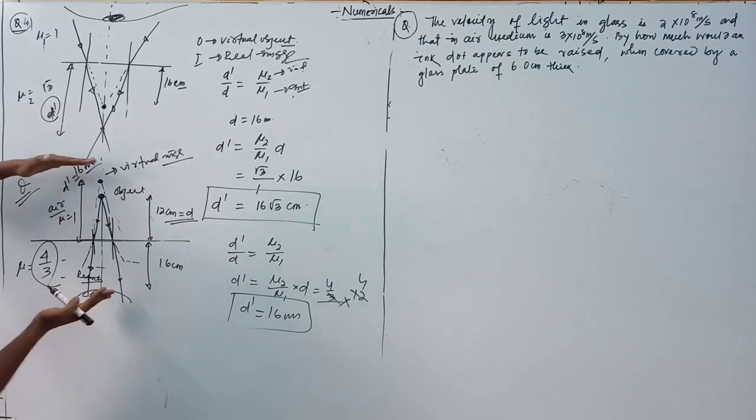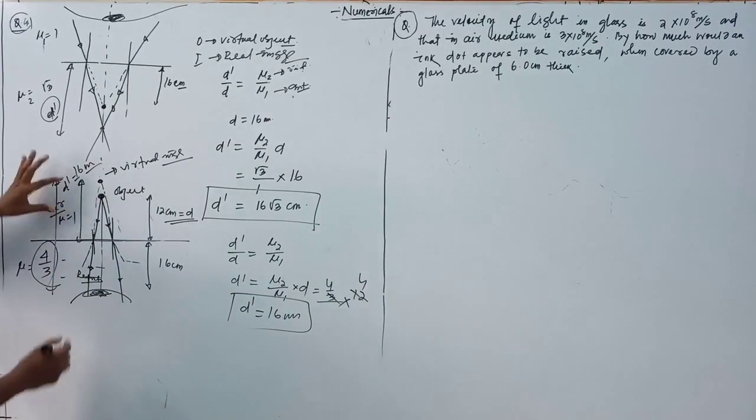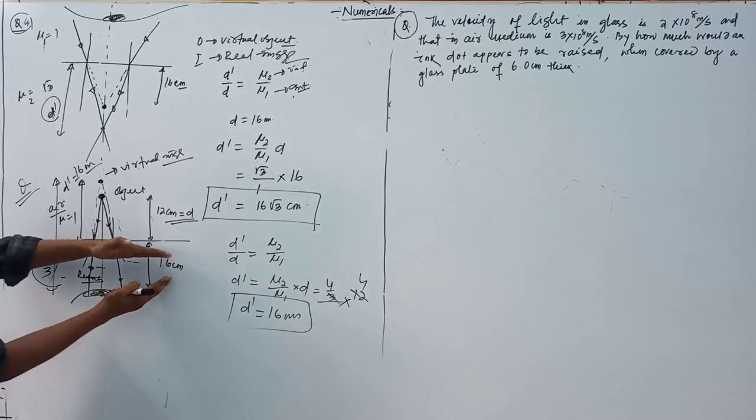So here the total distance from the observer to the final image is equal to 16 plus here also 16.